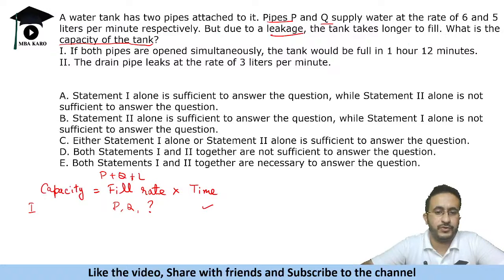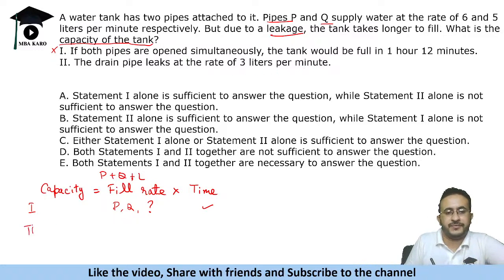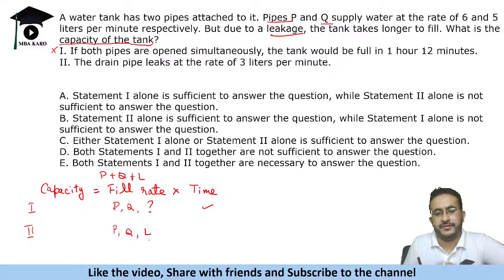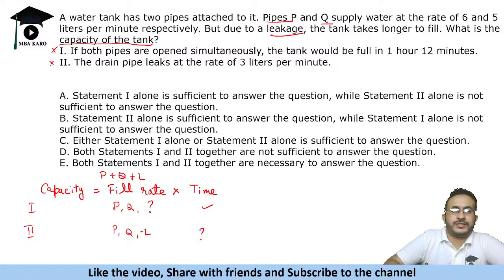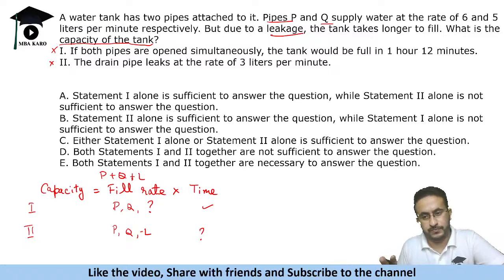But we do not know about the leak, so we cannot tell using this statement. Now the second says the drain pipe leaks at the rate of 3 liters per minute. If we consider the second one, we know the fill rate of P, it is already given, we know the fill rate of Q, it is already given, and we know the rate of L, the leakage rate, so we subtract L. But we do not know the time. So we cannot answer using the second statement also.